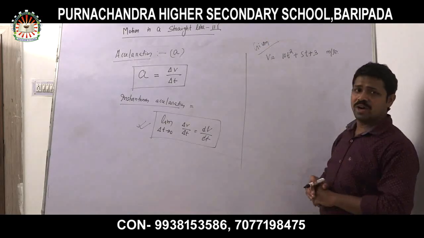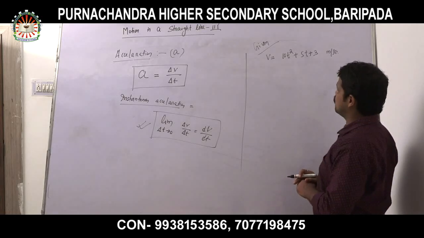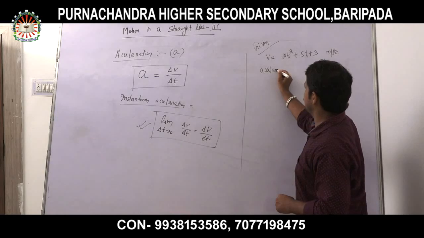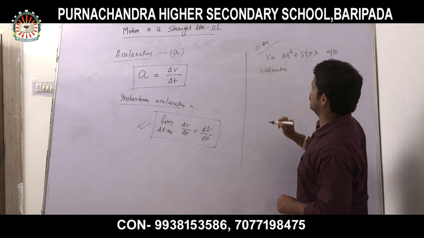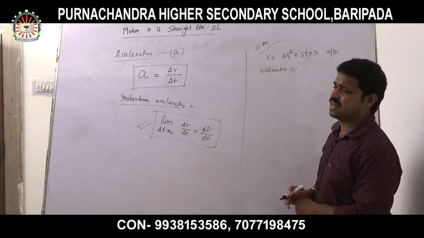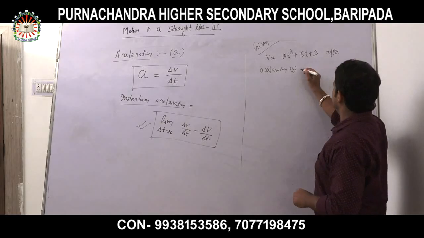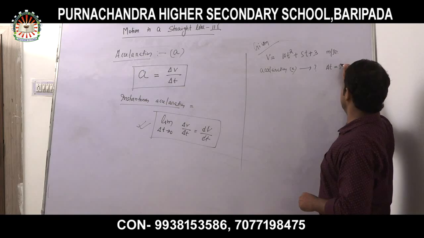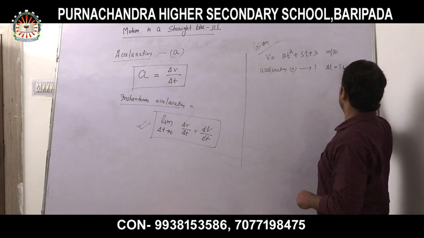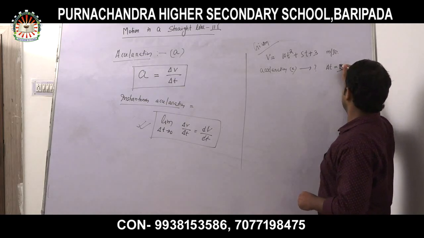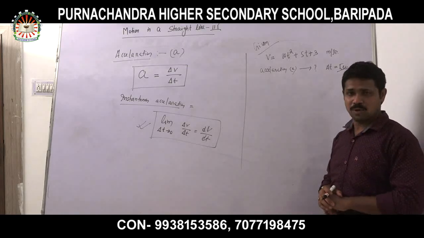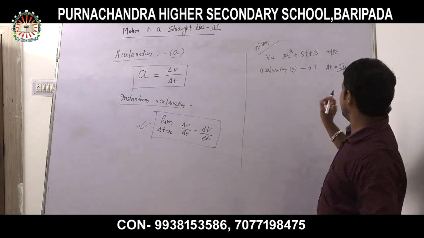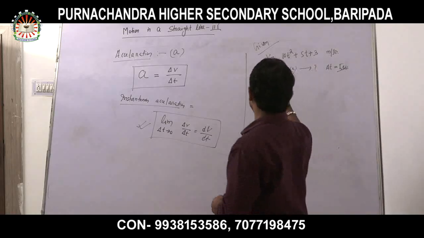So what are we going to find out? Now we are going to find out the acceleration. Which type of acceleration? The instantaneous acceleration. Acceleration we are going to find out at time equal to, suppose, 5 seconds. I have to find out the acceleration of that object at 5 seconds. Okay, so let us find out.